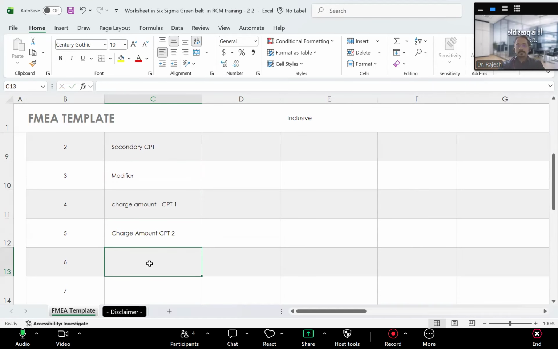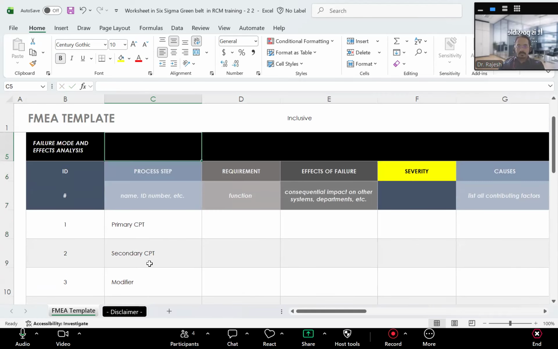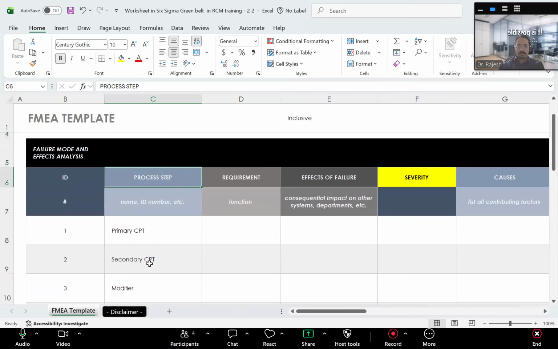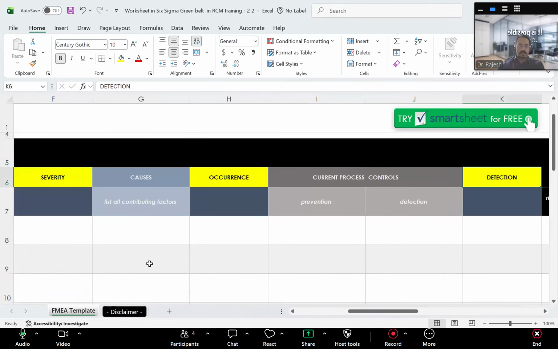For example, I'm trying to add my payer category. So I'm trying to create a rule here. What will my FMEA template look like? This is what function you are going to do. In that, there are three major points that are very important: one is severity, the second is occurrence, and the third is detection.